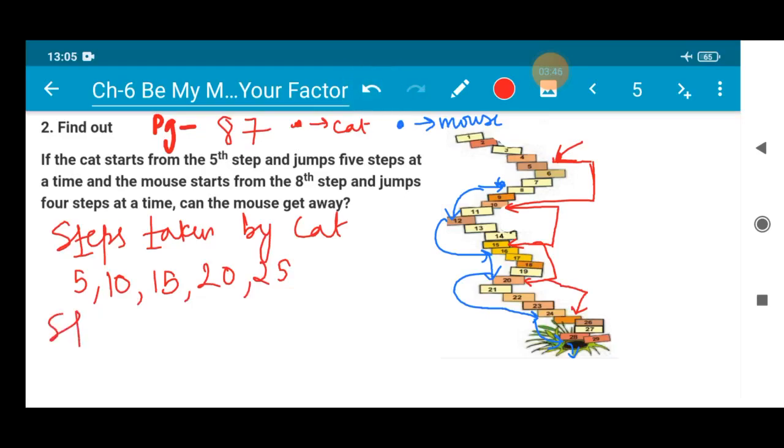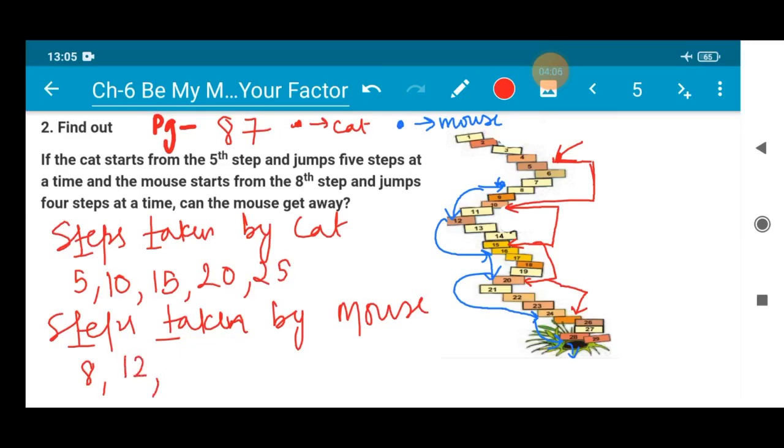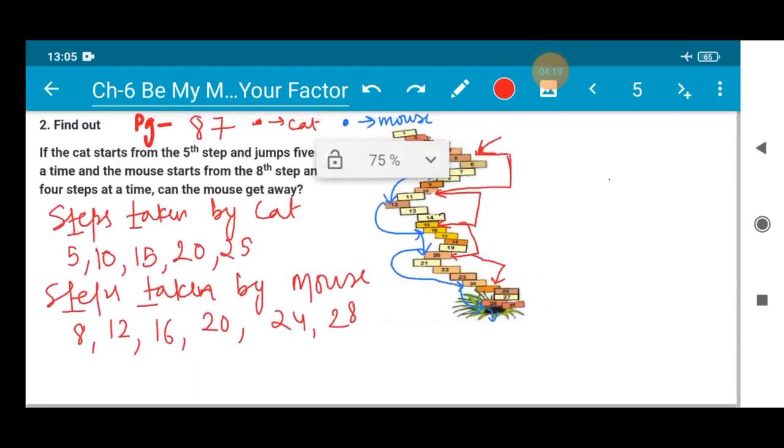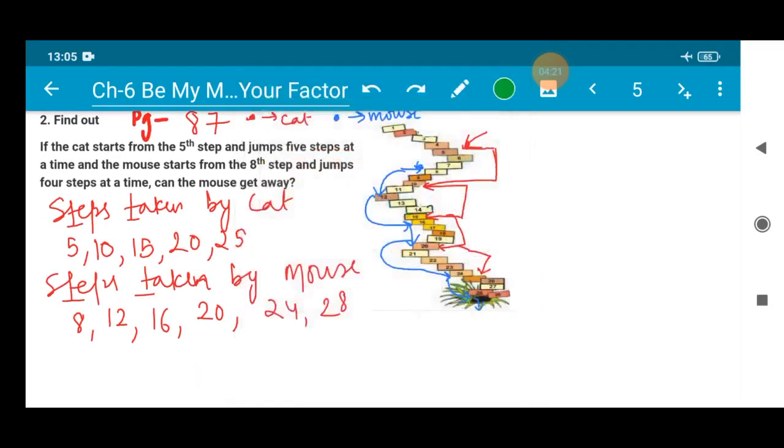Now what are the steps that the mouse is going to choose? Steps taken by the mouse will be: the mouse is in the 8th position, and from 8, if the mouse has to jump one step, then it will be taking 4 steps. So 8 plus 4 is 12, 12 plus 4 is 16, 16 plus 4 is 20, 20 plus 4 is 24, then 28. Then after that the mouse will be at the hole. But the question comes, can the mouse get away? Can the mouse get away?